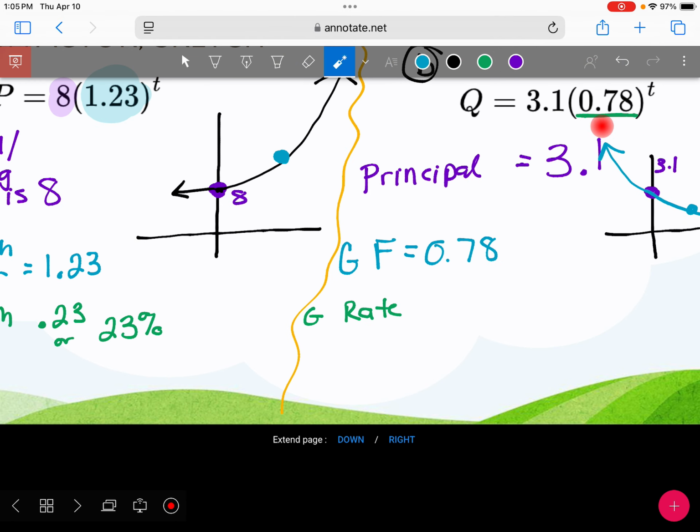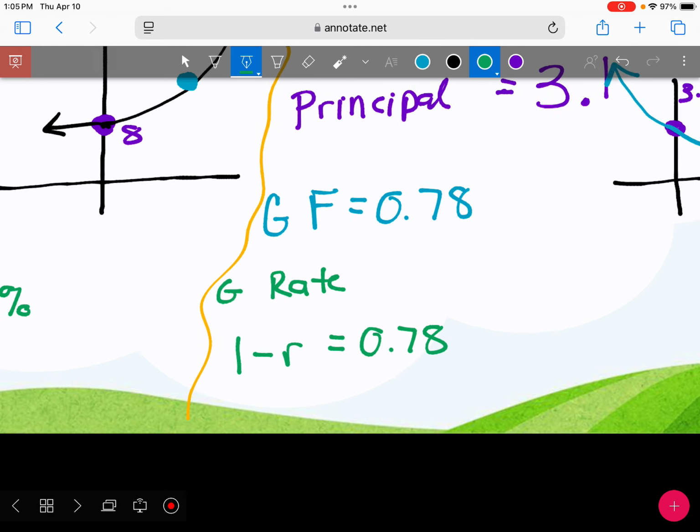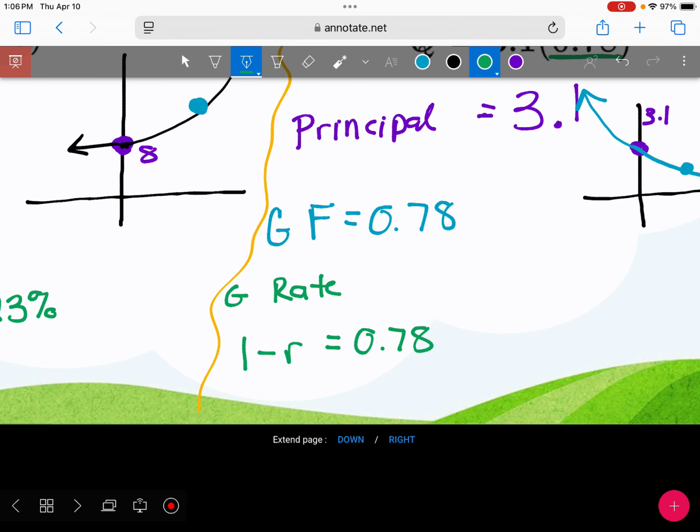Since we know it's smaller than 1, very clearly, we know this was 1 minus something equals that 0.78. And we can solve that. We can figure out what R is. If we subtract 1 from both sides and then divide both sides by -1, we'll figure out what R is. What is this R going to be? It would be 0.22. Or it would be a decay of 22%.